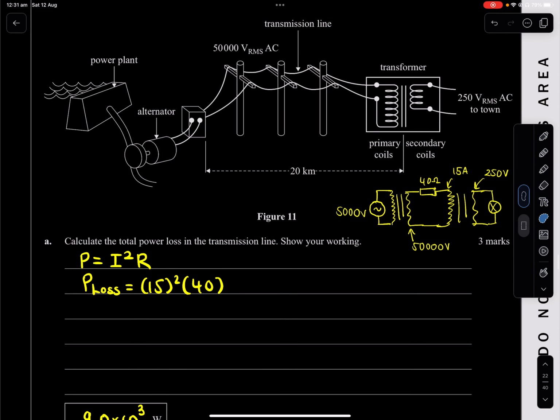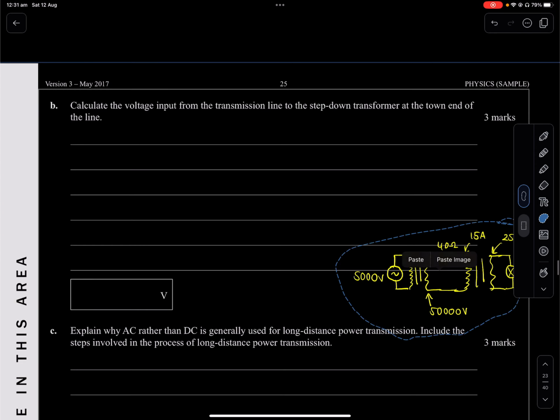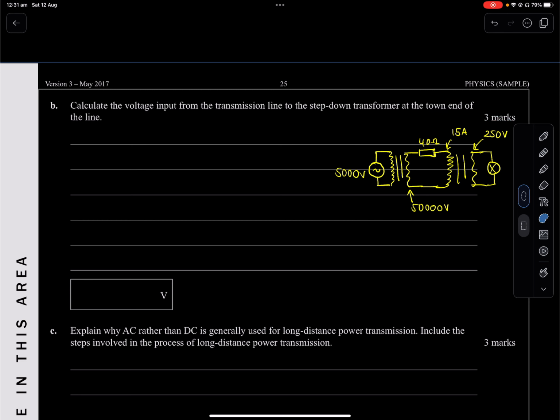Calculate the voltage. I'm just going to take this diagram, copy it, and put it over here to calculate this one. It says calculate the voltage input from the transmission line to the step-down transformer at the end of the line. So we want to calculate the input, which is over here.